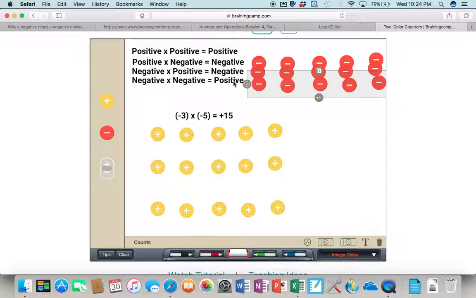So it's good to know how to do this. It's good to know how to multiply integers, but it's better to know why the answer is what it is and what is actually happening in the question that leads to a positive or a negative.